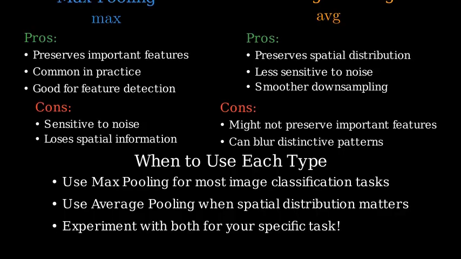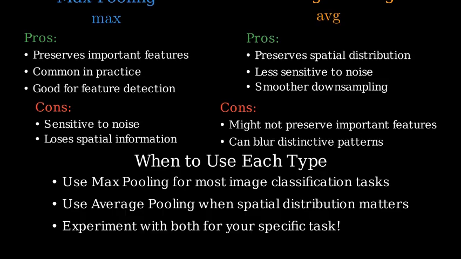To better understand the real-world impact of pooling layers, let's consider a practical example. Imagine we're building a CNN to recognize handwritten digits. Here's a simplified version of what happens when we apply pooling to such an image. On the left, we see the original image of the digit 5. In the middle, we see what happens after max pooling. Notice how it preserves the strong edges and distinctive features. On the right, we see the result after average pooling. It's smoother, but might lose some of the sharp features.